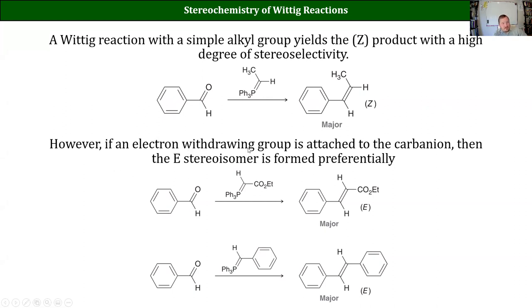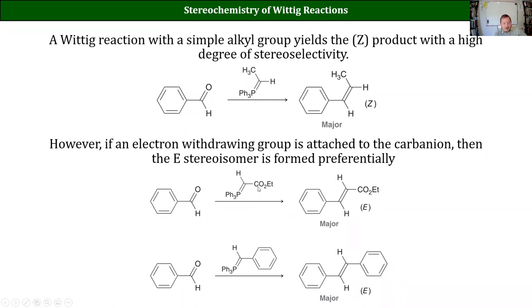But if we actually have an electron withdrawing group attached, then we wind up making just the E, or predominantly the E enantiomer. So something funny has to be happening with these reactions. It can't be just sterics, because just sterics would say that it doesn't matter whether it's electron donating or electron withdrawing, you should just get the Z or just get the E.